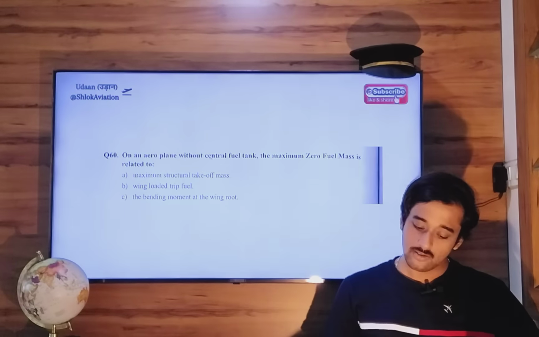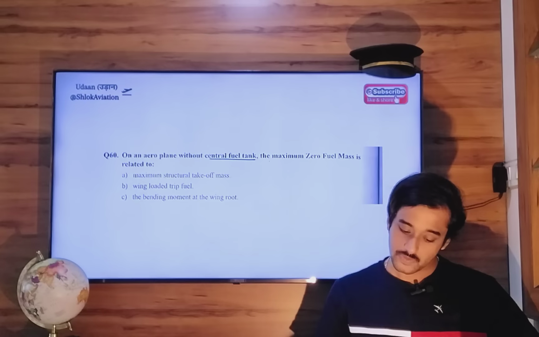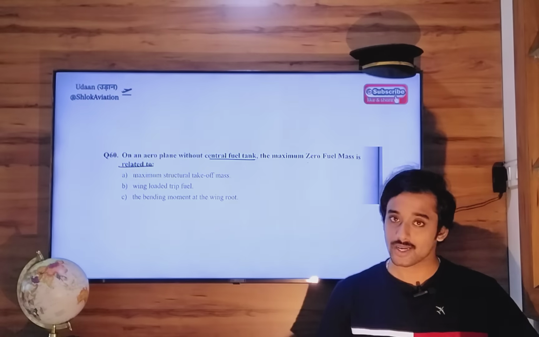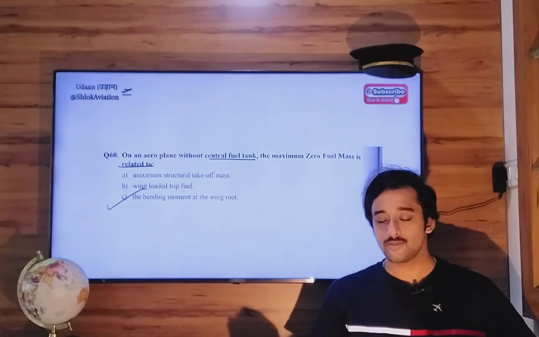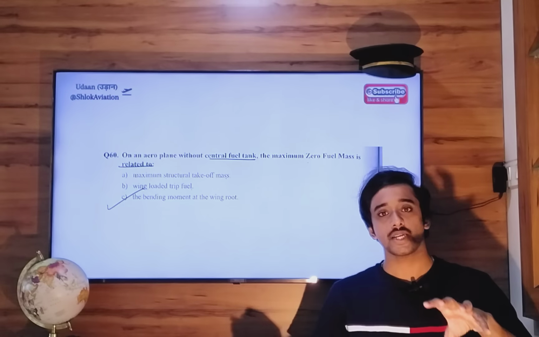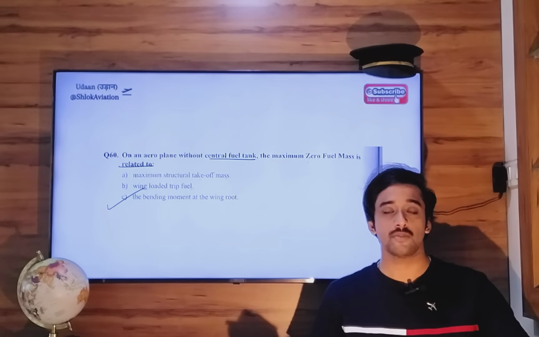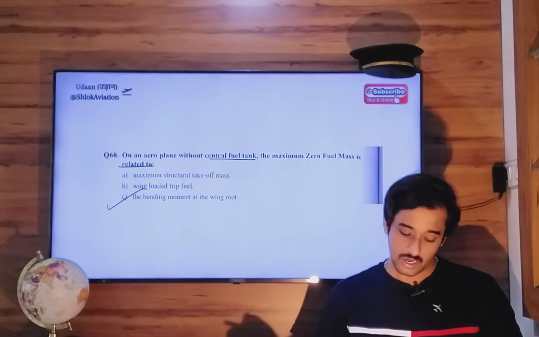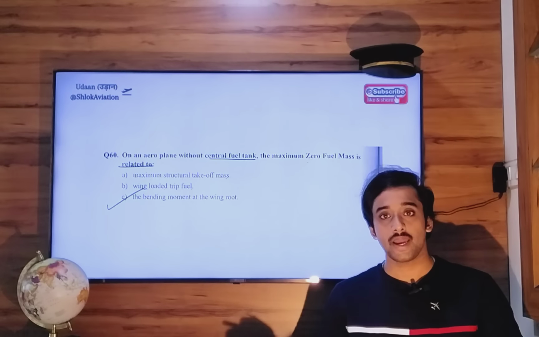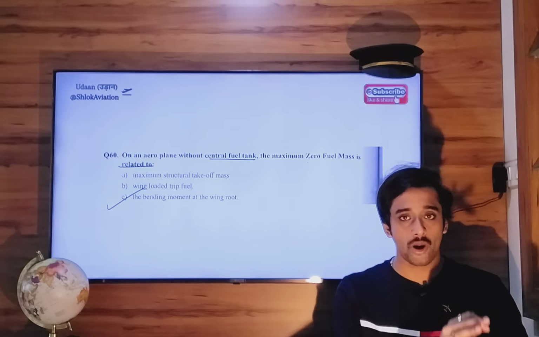On an airplane without a central fuel tank, meaning no fuel tanks located in the fuselage, the maximum zero fuel mass is related to what? Maximum structural takeoff mass, wing loaded trip fuel, bending moment at the wing root. So option Charlie. The maximum zero fuel mass means the mass of the aircraft only with payload or traffic load, without any usable fuel. Usable fuel is like reserve fuel, trip fuel, taxi fuel, etc. So all the load imposed by the payload or traffic load is fixed as you fly from point A to point B.